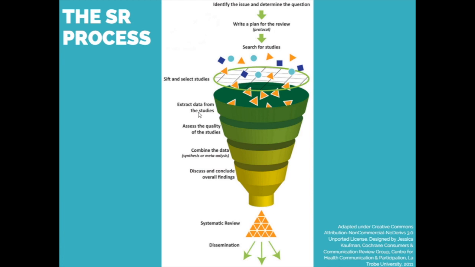From there, you'll extract the data from the studies. You'll pick out the data. You'll assess the quality of the studies. Make sure that the studies that you selected are free of any bias, or you'll note the methods that the studies used. You'll combine the data, and then you'll discuss and conclude the overall findings. So from here, this is where you'll look at the data and then come to the conclusion of what you found. From there, you'll just write the systematic review and then disperse it.